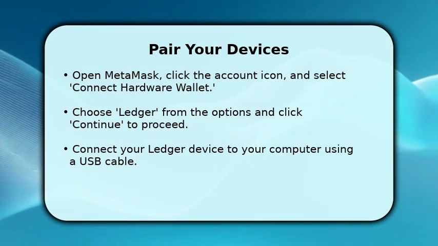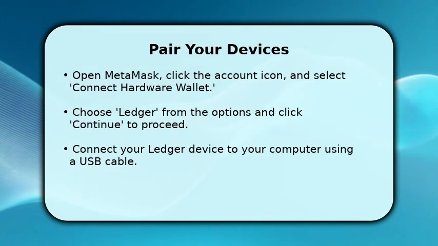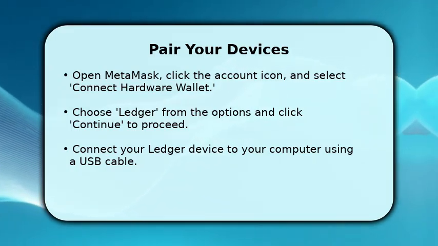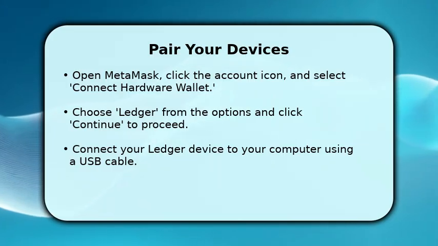Now let's pair your devices. Open your MetaMask extension in your browser. Click on the circular account icon in the top right corner, then select Connect Hardware Wallet from the drop-down menu. You'll see a list of hardware wallets. Choose Ledger and click Continue.